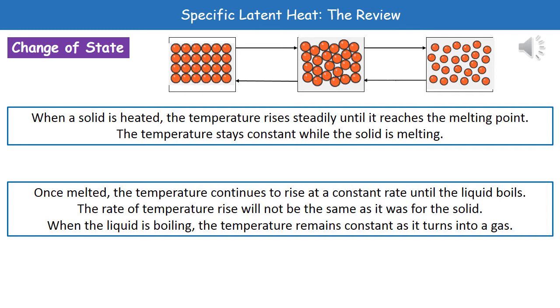So on the far left hand side we can see the particles in a solid, all neatly arranged in regular rows, all touching each other with no gaps. In the middle we've got our liquid, which is where the particles are still all touching each other, but they're no longer arranged in these regular rows. And finally on the right hand side we've got our gas, where the particles are now spaced out.